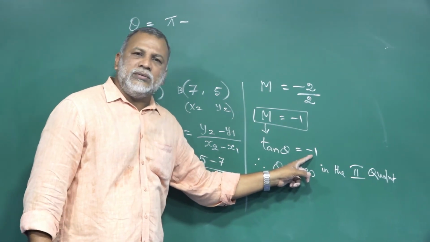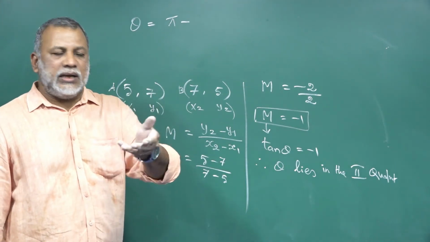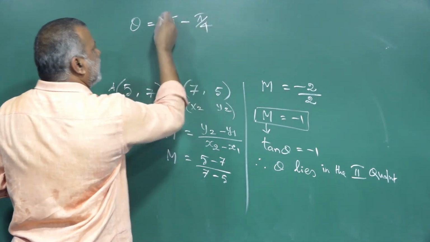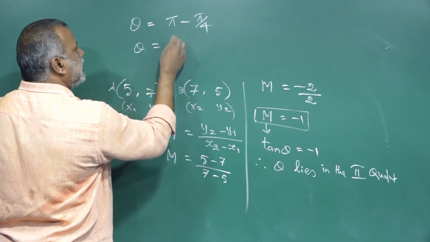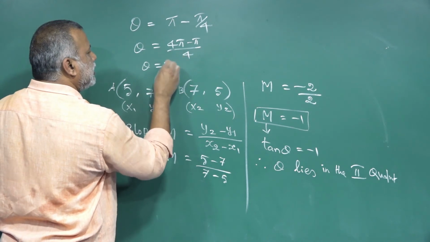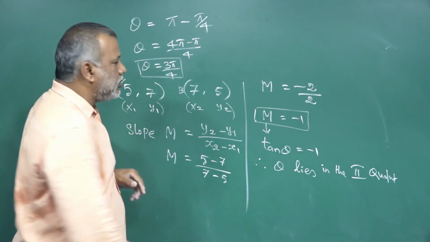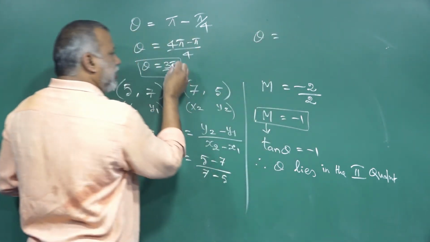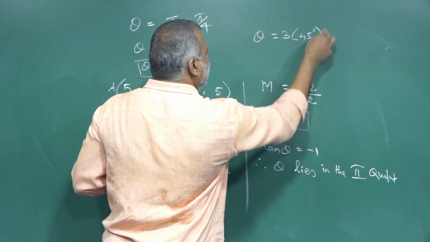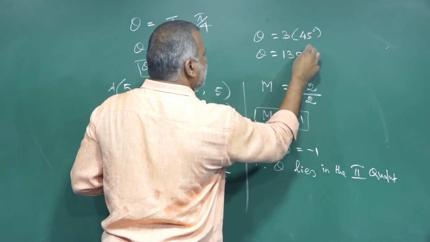Then from the trigonometric table, when tan of an angle produces 1, that means 45 degrees. So pi minus 45, and 45 means pi by 4. Taking the LCM, 4 pi minus pi, divided by 4. Therefore theta equals 3 pi by 4. The meaning of 3 pi by 4: pi by 4 means 45 degrees. You can write it in degrees also. Therefore theta equals 135 degrees.